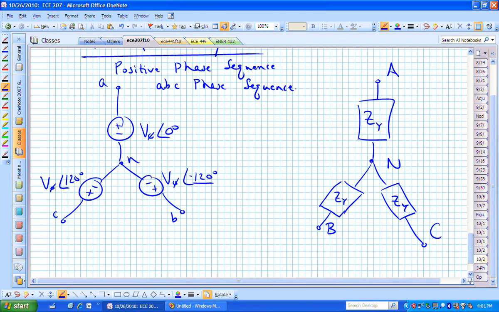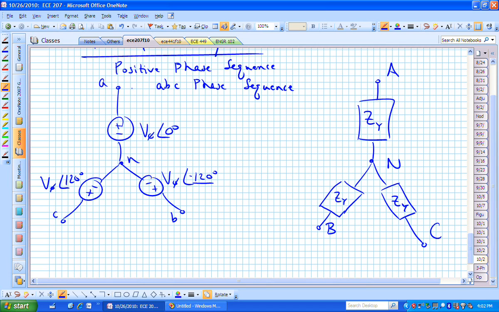But ABC is normal or natural. That's why it's called the positive. If it was an ACB, which we're going to get to later, that would be a negative phase sequence. If you understand the positive phase sequence, that's enough for this class. But I want you to know that there is another possible way of running these machines or these generators.